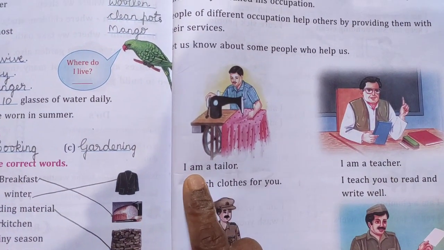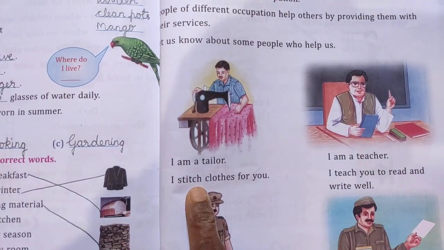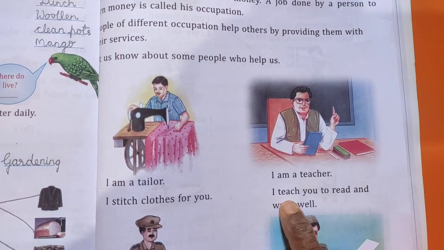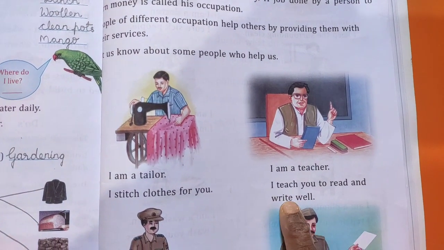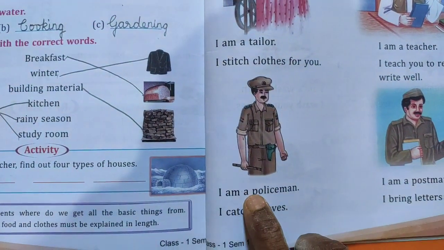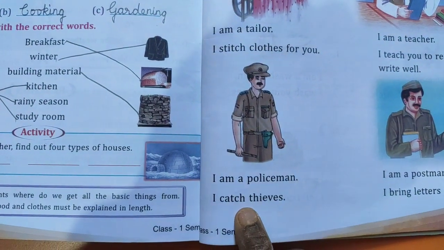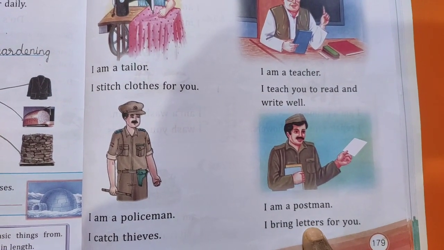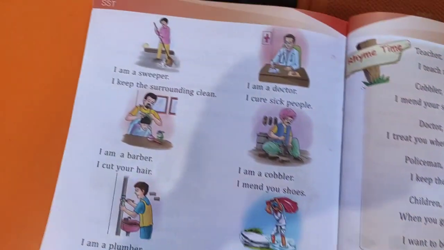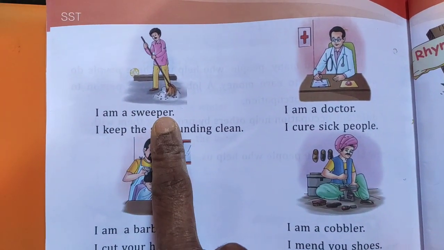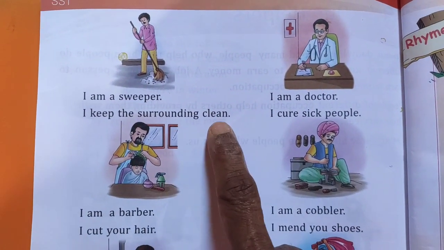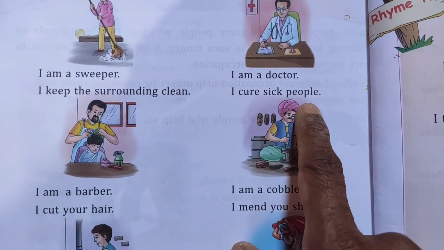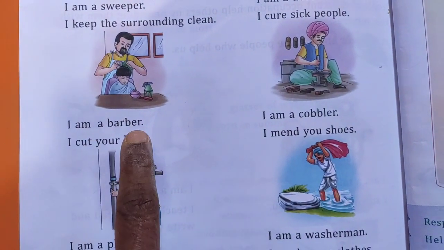I'm a tailor. I stitch clothes for you. I am a teacher. I teach you to read and write well. I'm a policeman. I catch thieves. I'm a postman. I bring letters for you. I'm a sweeper. I keep the surroundings clean. I am a doctor. I cure sick people.